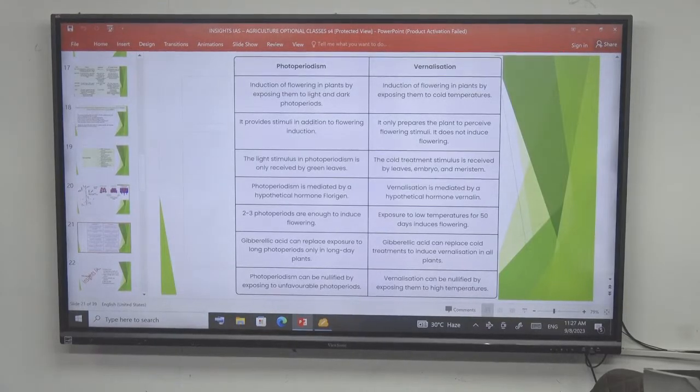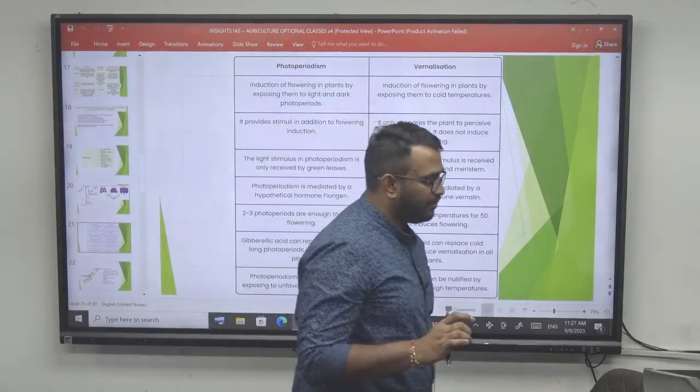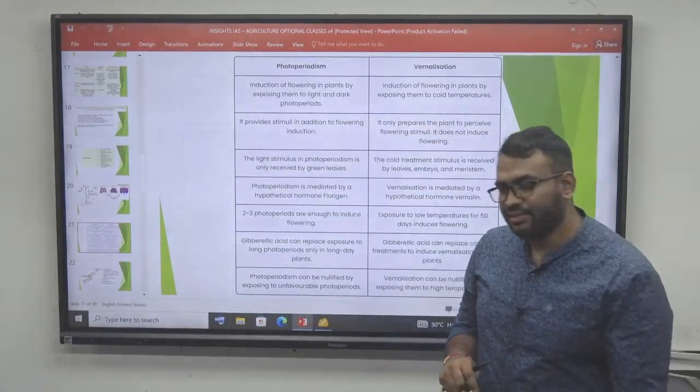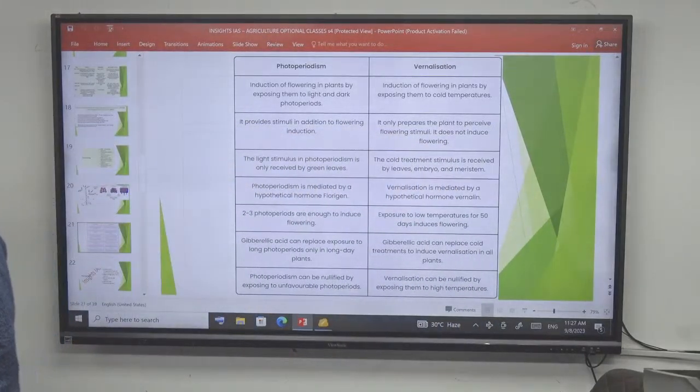So basically we have three types of plants, that is long day plants, short day plants and day neutral plants. For example, tomato, again it is a day neutral plant. So day neutral plant means it is not much affected by altering light and dark phases. So it can induce flowers in neutral conditions itself.